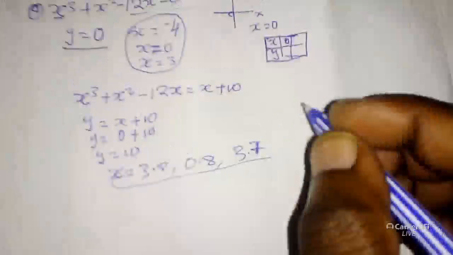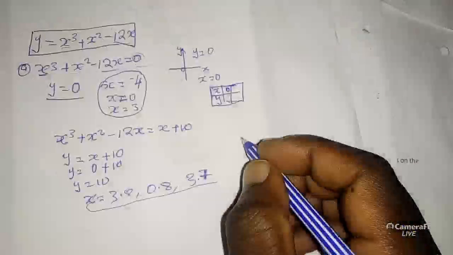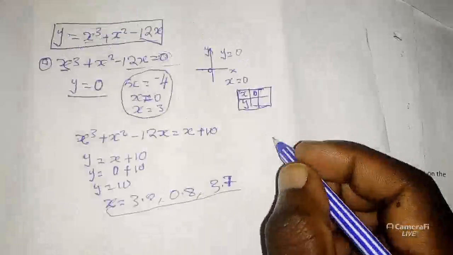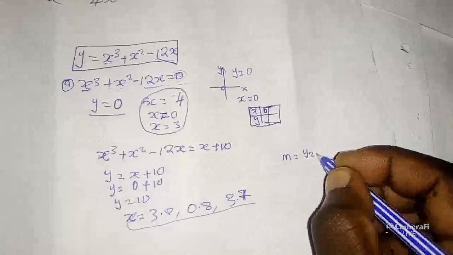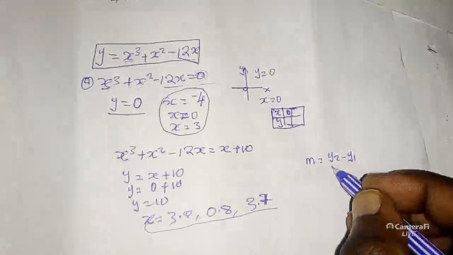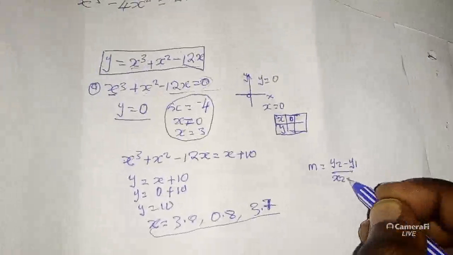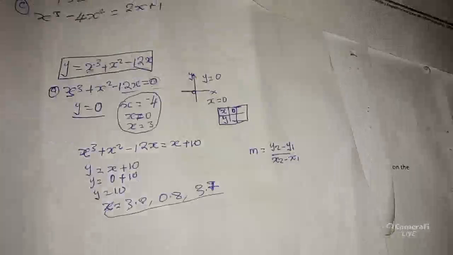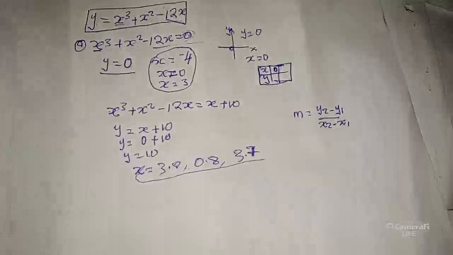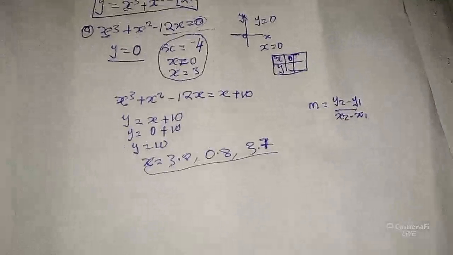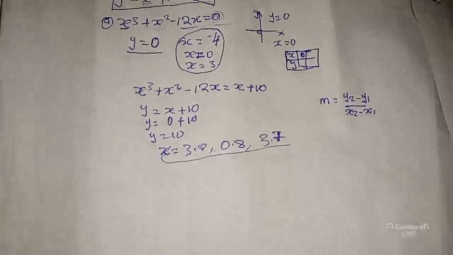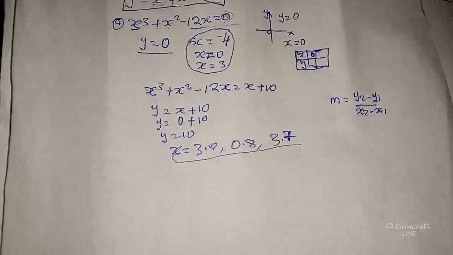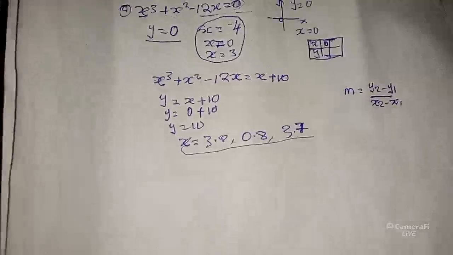We know that when you're calculating the gradient, let me give you the formula. Gradient is represented by small letter m. Then we have the difference in y over the difference in x. So this is how we calculate the gradient. So what we do here, you find the gradient by knowing the different coordinates here.